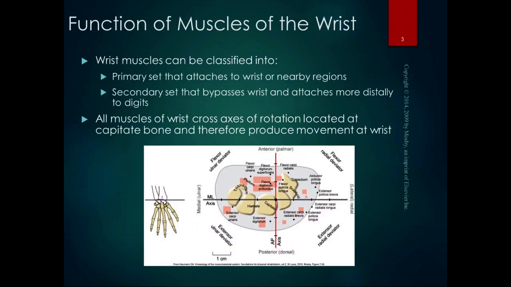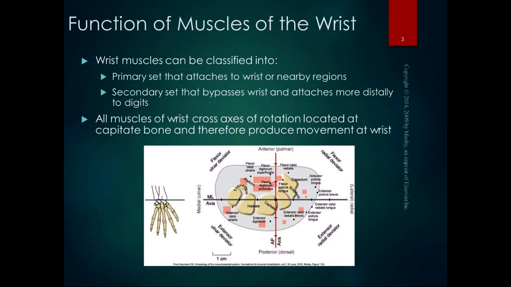So I like this diagram from the book. I think it's a really awesome diagram. It's on page 131. Because it classifies the muscles into sets: the primary set that attaches to the wrist, and the secondary set that bypasses the wrist and attaches more distally. So it goes into the fingers, basically.